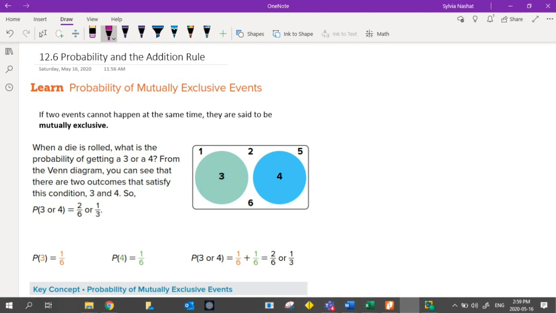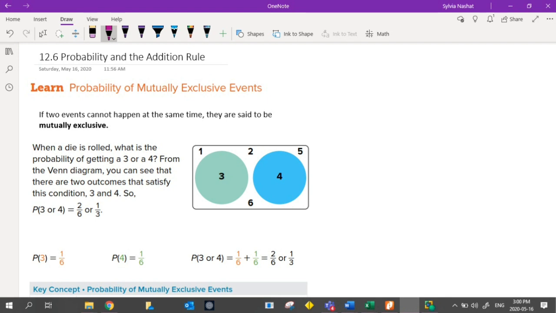From the Venn diagram, we have either a number 1 can occur, or 2, or 3, or 4, or 5, or 6. All of them have no intersections between them, as you see in the Venn diagram. So when we ask what is the probability of getting a number 3 or a number 4, this means it will be the probability of getting a number 3 plus the probability of getting a number 4, because they are mutually exclusive, because they cannot happen together. Either you get 3 or you get number 4.